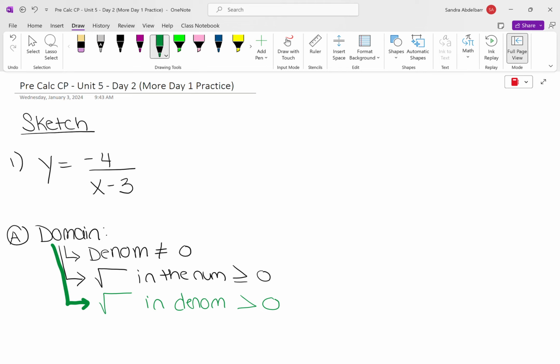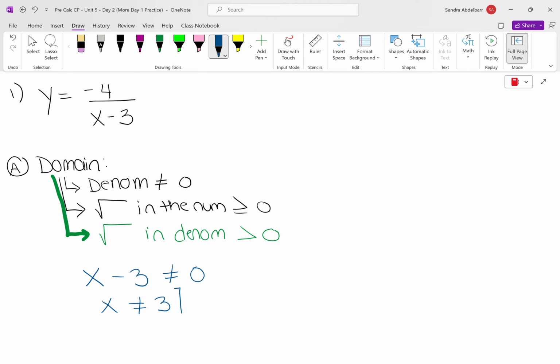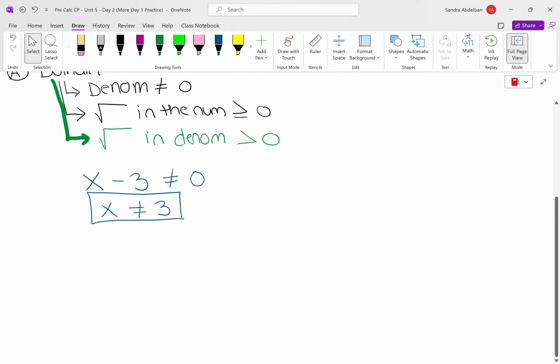So in this first problem that we're sketching, -4 over x minus 3, there are no radicals. But is there a variable in the denominator? Yeah. So we're going to take that denominator and we're going to say x minus 3 cannot equal 0, which means x cannot equal 3. That is our domain. Our domain is any number except x cannot equal 3. Any number except 3.